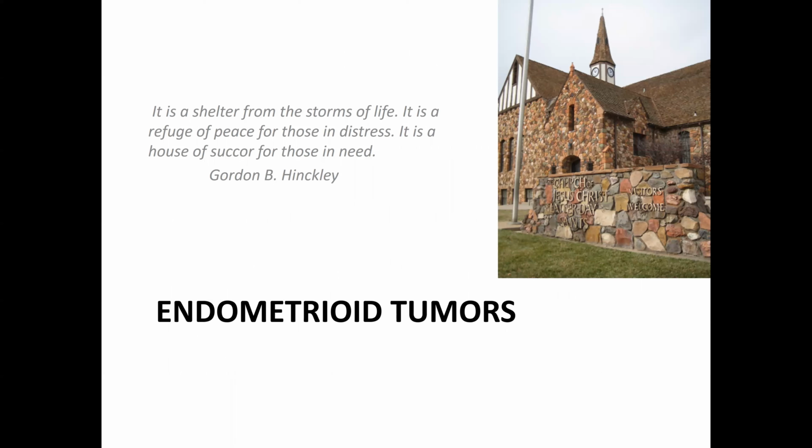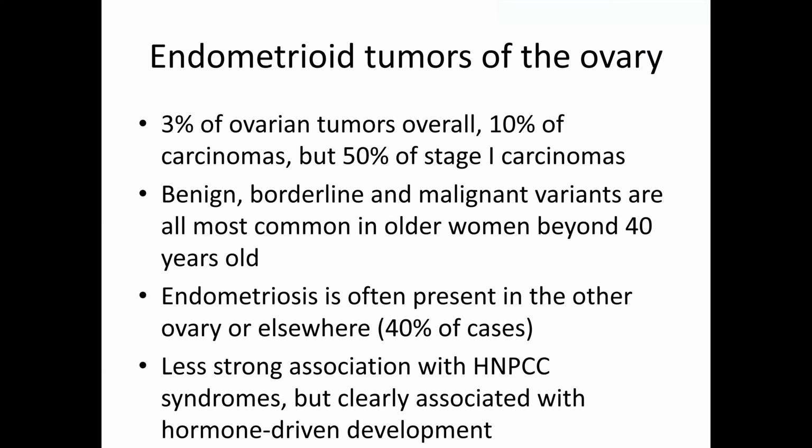So let's launch off to begin with the endometrioid tumors and think about how we can come to get our arms around those lesions. These are a small percentage of ovarian tumors overall, but 10% of cancers, and a vast majority of those ovarian tumors that are in stage 1 will be endometrioid type. So one clue right to begin with: if you find a stage 1 carcinoma, make sure that it's not endometrioid carcinoma before you make another diagnosis.